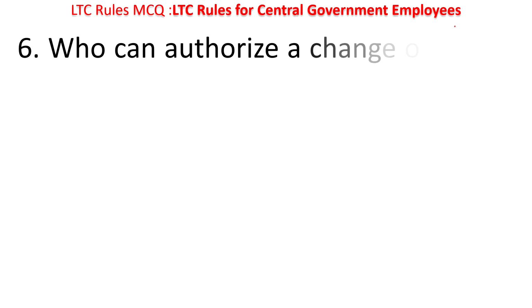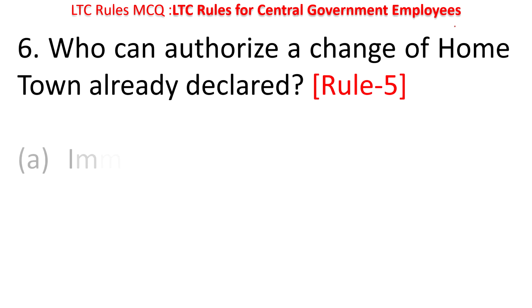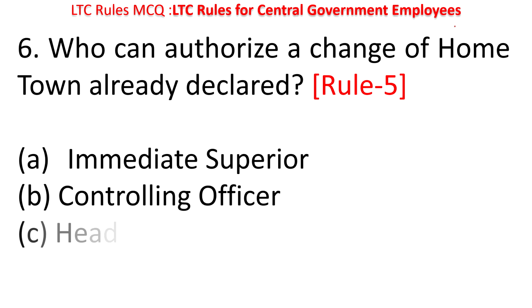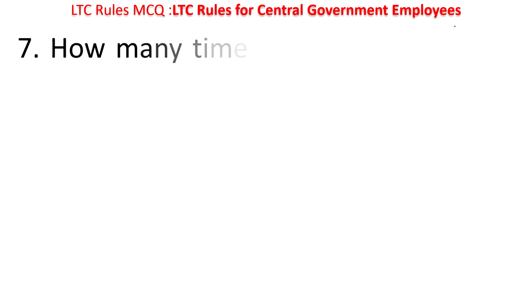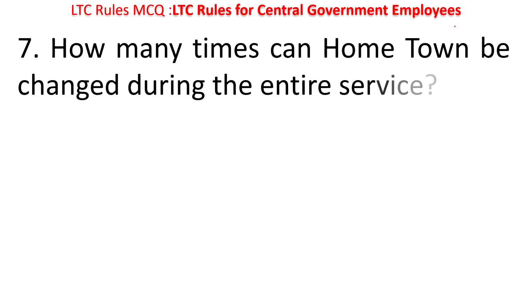Next question. Who can authorize a change of hometown already declared? Immediate superior, controlling officer, head of the department, head of the office. It is the head of the department. Only once can the hometown declaration be changed in the entire service, subject to proofs showing that the hometown declared for the second time is the correct one.